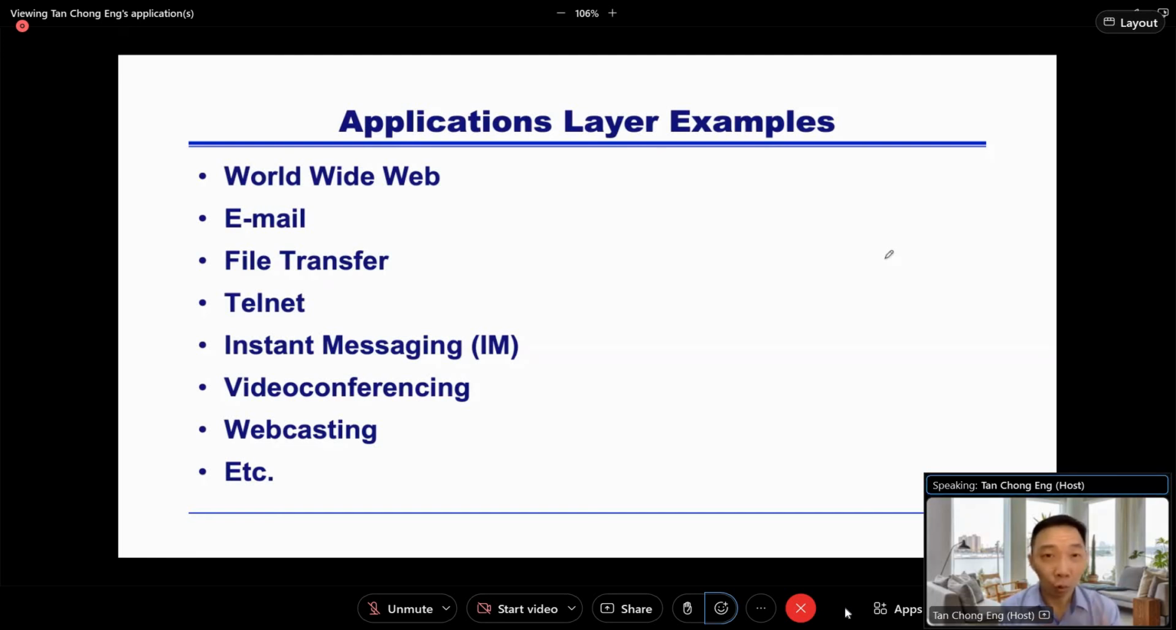So this is actually the protocol. And email, you know that email, same thing. File transfer protocol. You can either use FTP or you can use HTTP, which can also help you to do file transfer. And you can do Telnet. You know what a Telnet is? Telnet is actually a remote session into a computer.